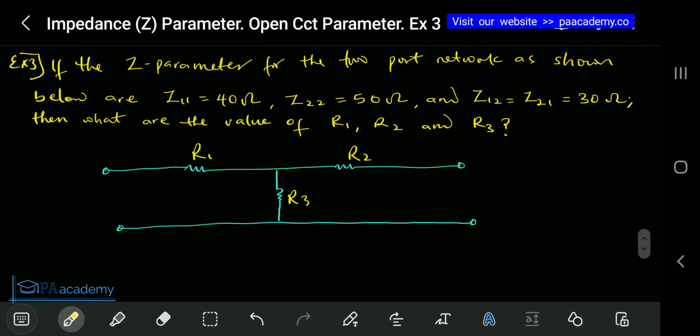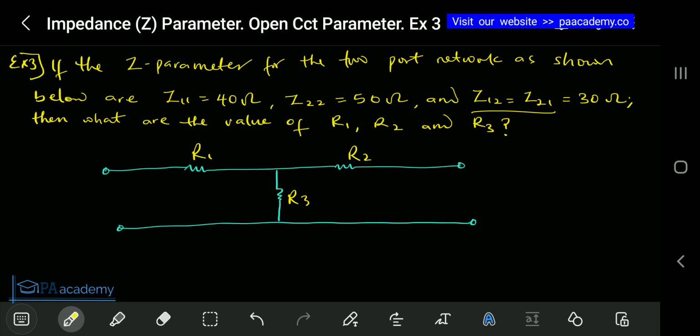All right, so now let's come back to this example three. It says, if the Z parameters for the two-port network as shown below are Z11 equals 40 ohms, Z22 equals 50 ohms, Z12 also equals Z21. So that means the circuit is what? I hope you got that now. If Z12 is equal to Z21, the circuit is what? Reciprocal. I hope you've gotten it. If Z12 is equal to Z21, the network is a reciprocal network. If Z11 is equal to Z22, the network is symmetrical. Please take note of this.